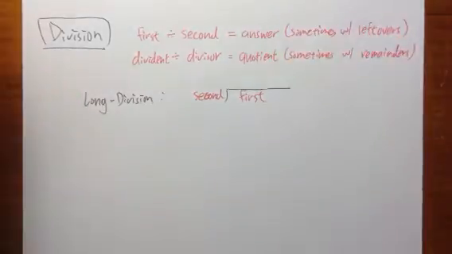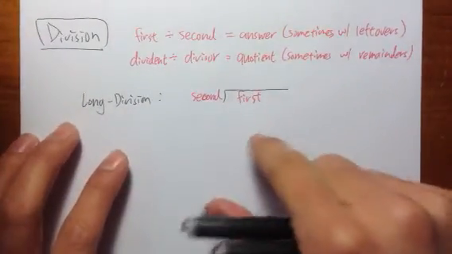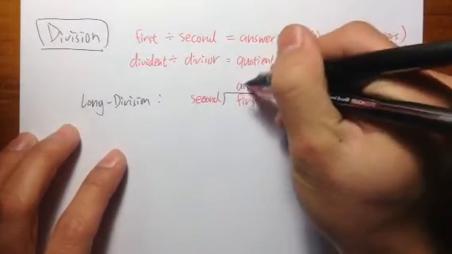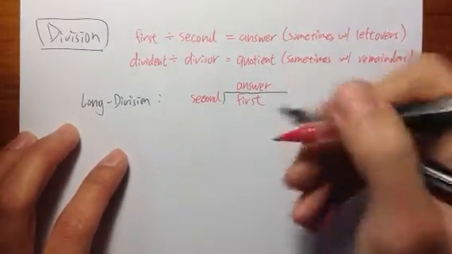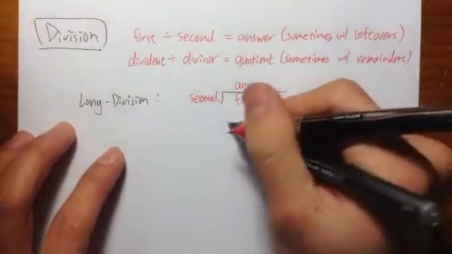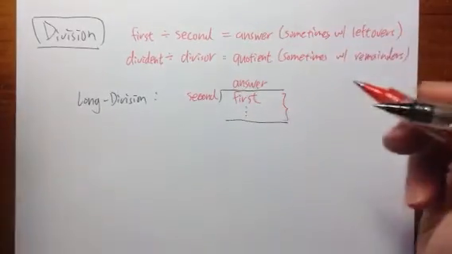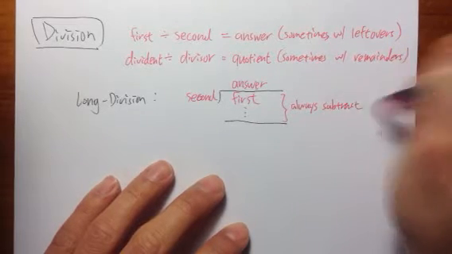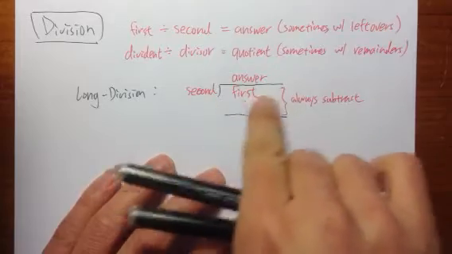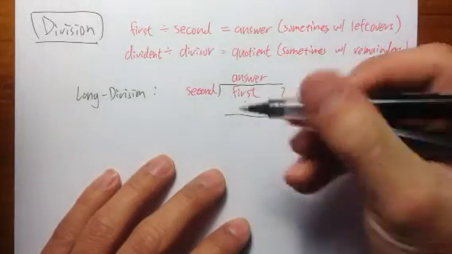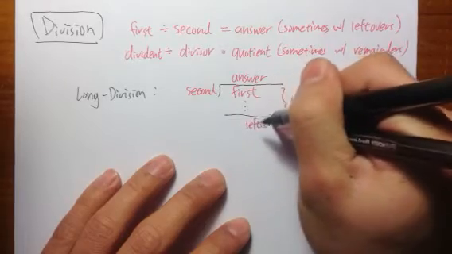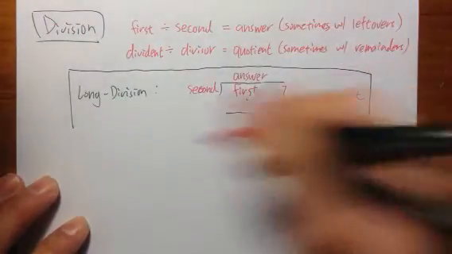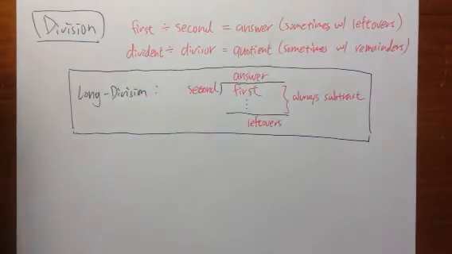Second number outside. And you pretty much just work this out. The top is where the answer is going to be, so I have the answer on the top. And just do your calculations right here. Let me make a note right here: during the process of division, you always subtract. And then at the end, you get the leftovers right here. And that's the basic setup for long division.